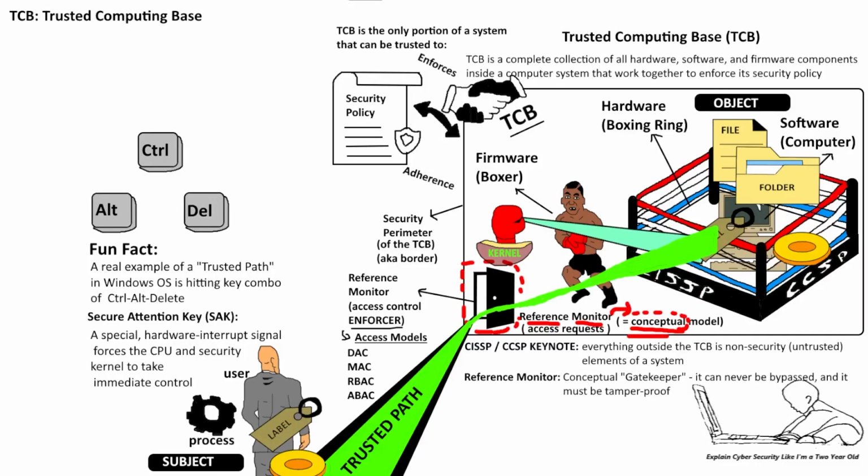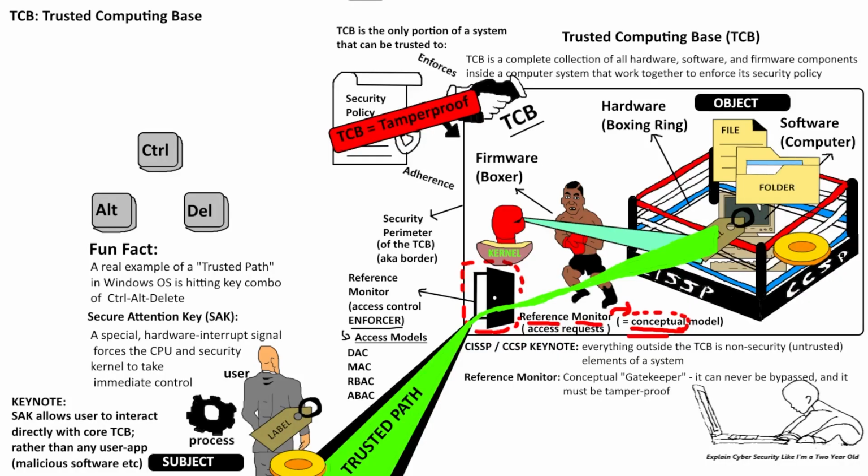So since the TCB, trusted computing base, is a conceptual model, you can think of this Ctrl Alt and Delete as a trusted path which is hardware invoked, and it complements access models but is another way for the user to directly invoke the TCB without having to go through the authentication, assuming they are already authenticated to the Windows operating system in order to use this combo key. And here's one last keynote: the TCB should ultimately be tamper-proof, aka it cannot be bypassed.